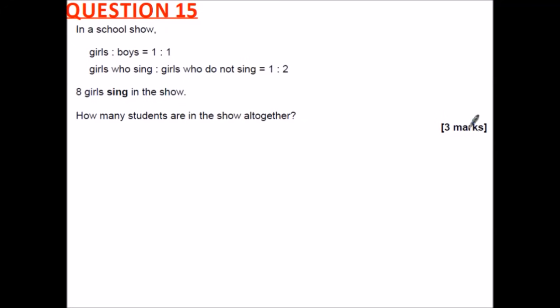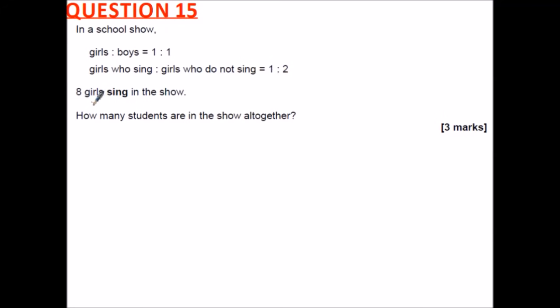Now we've got question 15, which is a ratio question. In the school show, we're told the ratio of girls to boys is 1:1. That means the number of girls is exactly the same as the number of boys, because 1 is the same as, well, 1. Also, we're told that the number of girls that sing as a ratio of the number of girls that don't sing is 1:2.